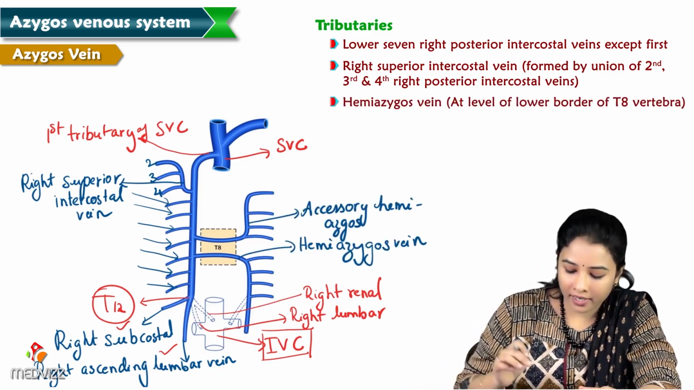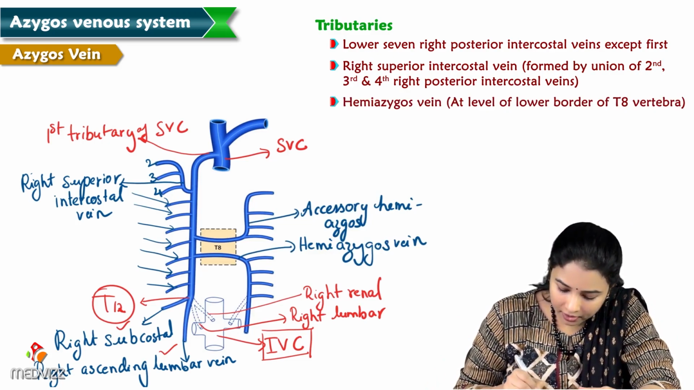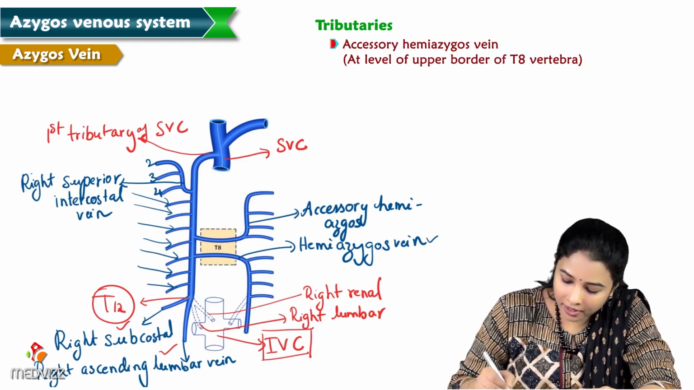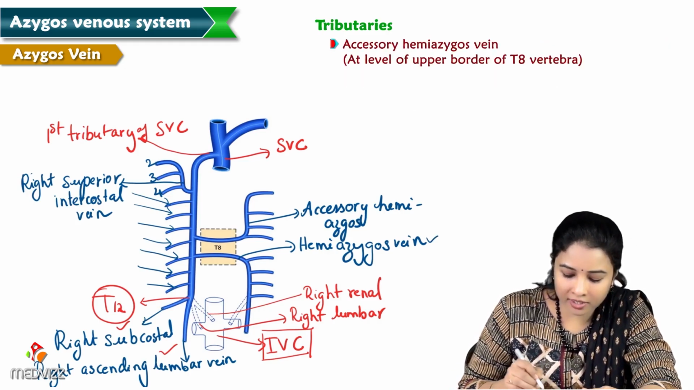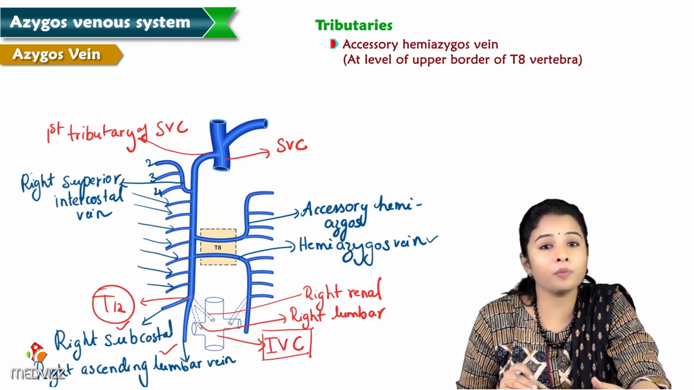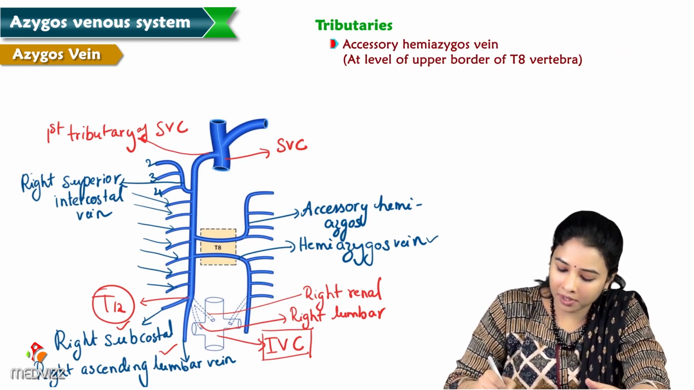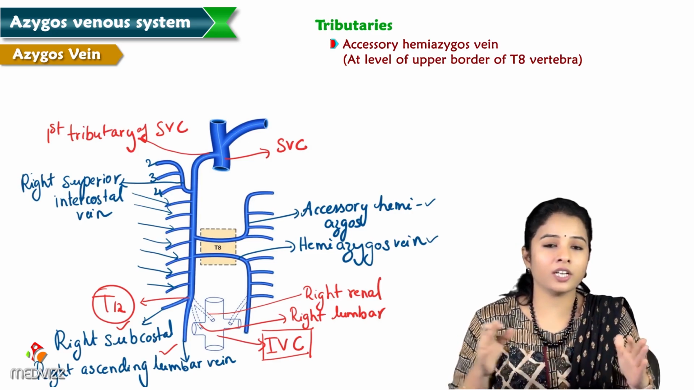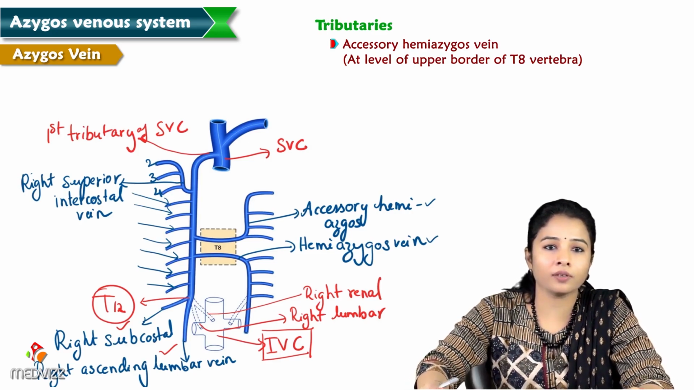Hemiazygous vein drains at the level of T8, that is the lower border of T8 we can see here, and accessory hemiazygous vein drains approximately at the level of the upper border of T8 vertebra. So these two are the left side veins which drain into the azygous vein.